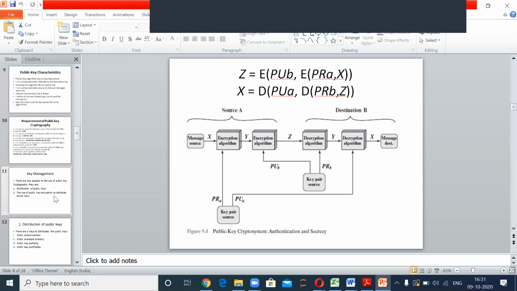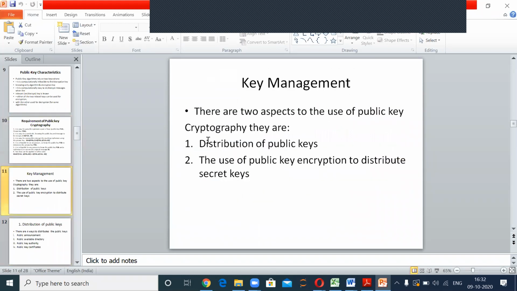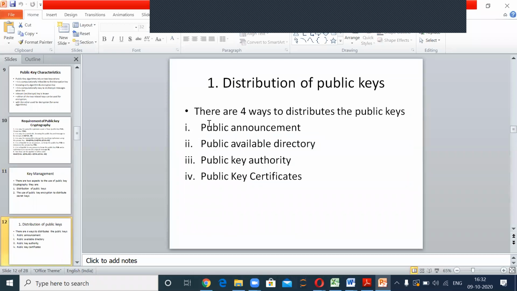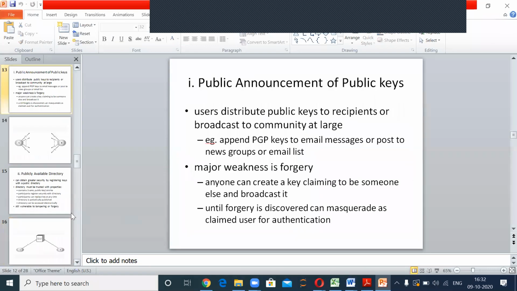So next, the key management system. The key management system is how the keys are distributed in public key cryptography. There are two ways. One is distribution of public keys. The second is the use of public key encryption to distribute the secret keys. For distribution of public keys, there are four ways: public announcement, publicly available directory, public key authority, and public key certificates.